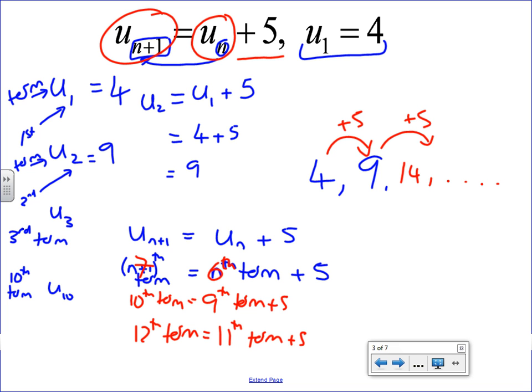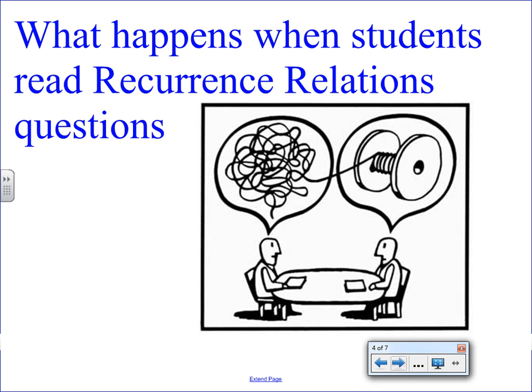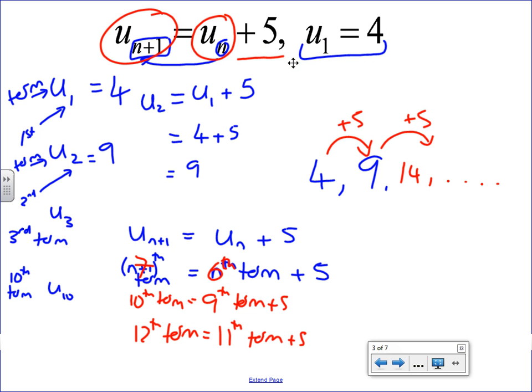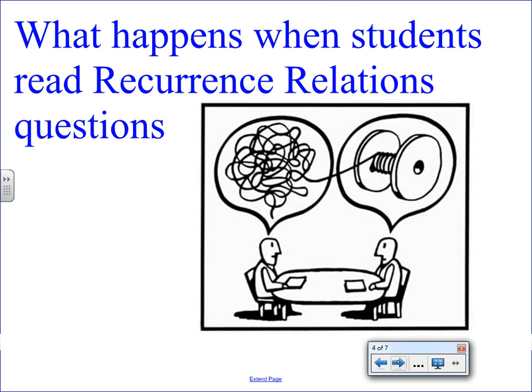Now it's not very useful because, for example, if I wanted the 10th term, I've literally got to know what the 9th term is. So you've got to go a long way forward. But anyway, that's all it's saying. Unfortunately, this is what happens when students read recurrence relation questions. Their brains scramble and they get all confused. But what's important is to remember that it's just exactly what it says. The first term is 4. To get the next term, add 5 to the last term. That's all it says. It's quite simple, really.